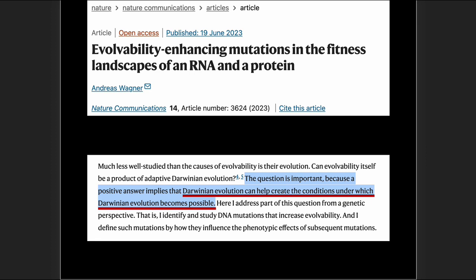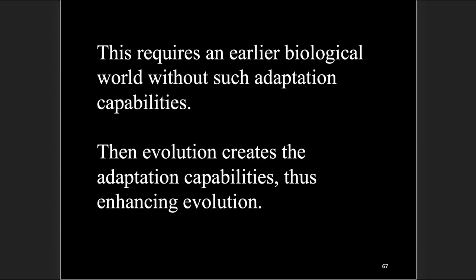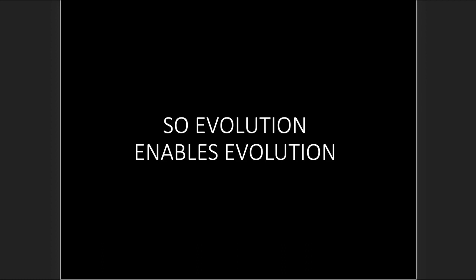Back to Andreas Wagner here, he puts it, Darwinian evolution can help create the conditions under which Darwinian evolution becomes possible. That's a self-referential process. This requires an earlier biological world without such adaptation capabilities. Then evolution creates the adaptation capabilities, thus enhancing evolution. It's just a lot more complexity, a lot more serendipity. And you have to have this earlier biological world which doesn't have these adaptation capabilities. That may not even be possible. Okay, so evolution enables evolution.